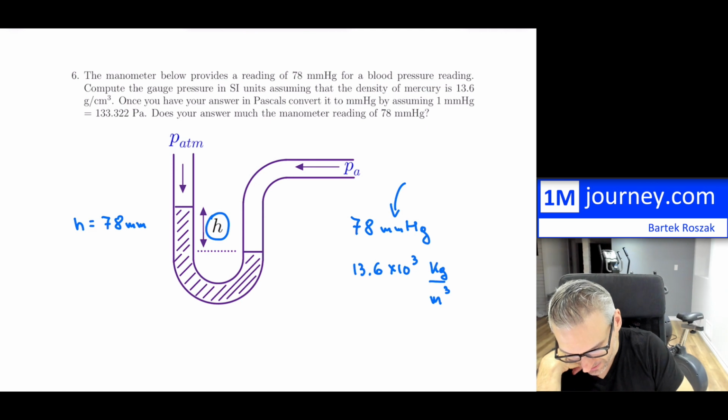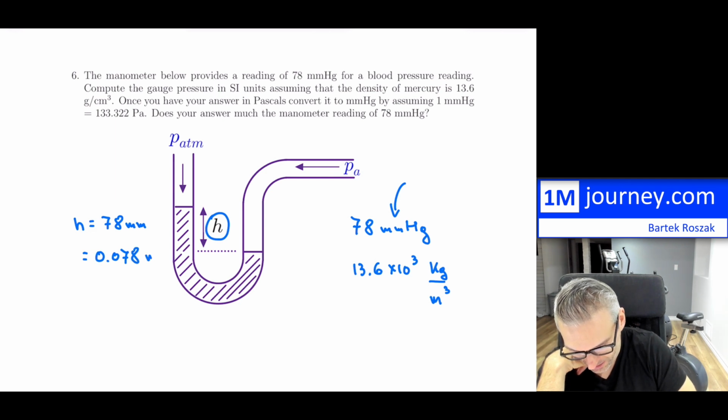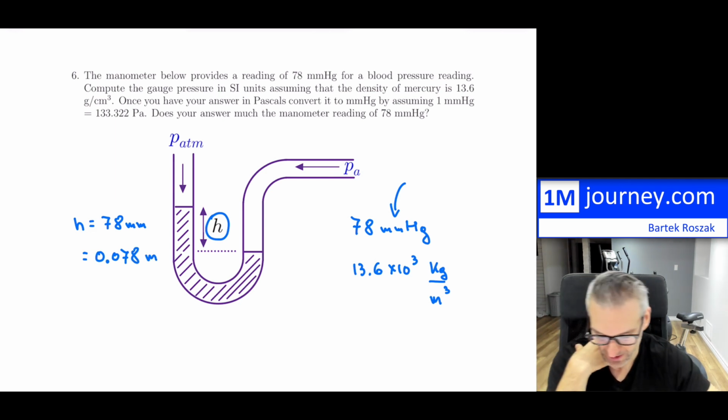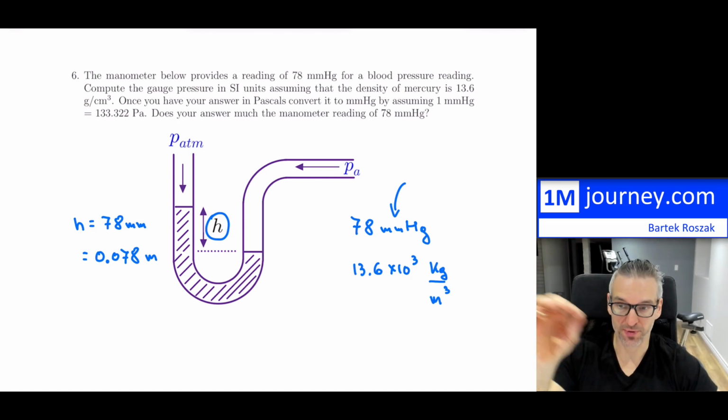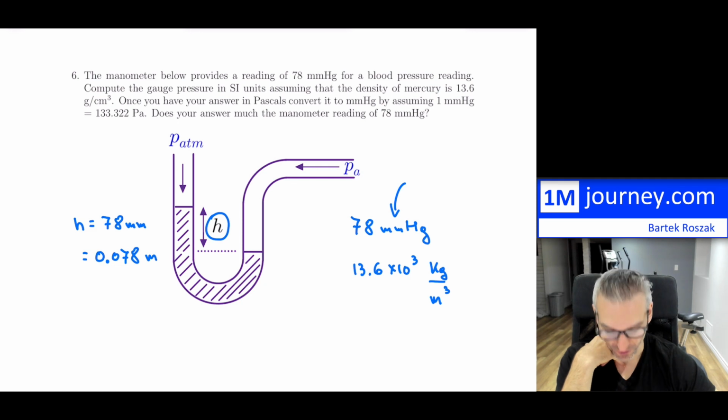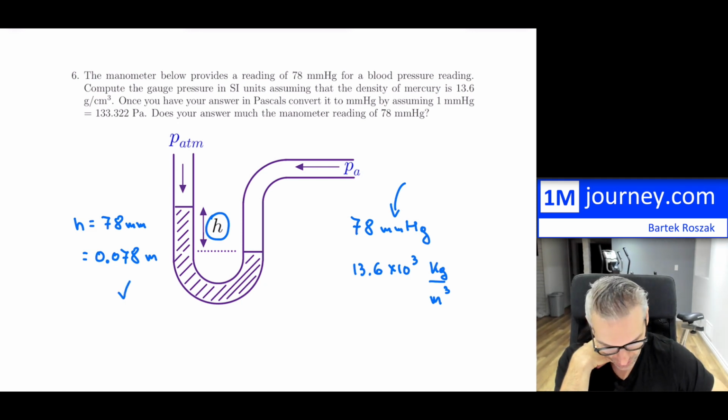Now 78 millimeters is the same thing as saying 0.078 meters, because there's 1,000 millimeters in a meter, or you can just use your prefixes and shift the decimal over 3 spots. So we have that in metric standard units. The density is also in metric standard units, so that's what we have in there. And now we want to figure out the rest.